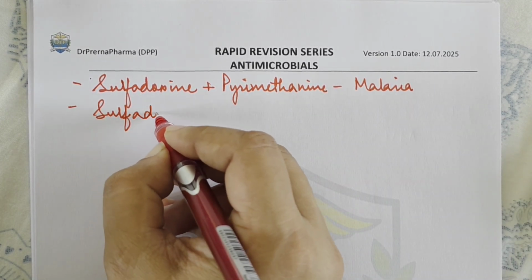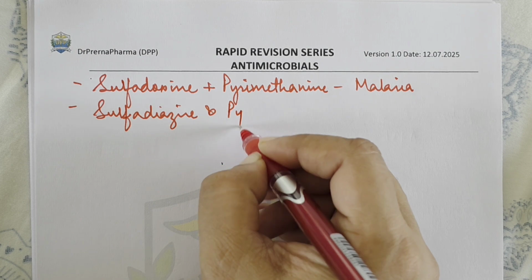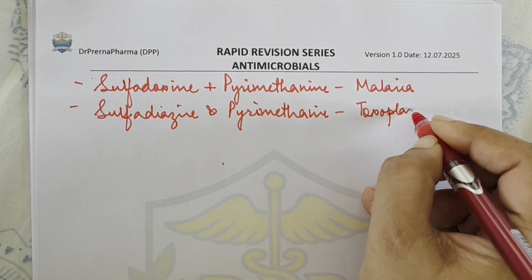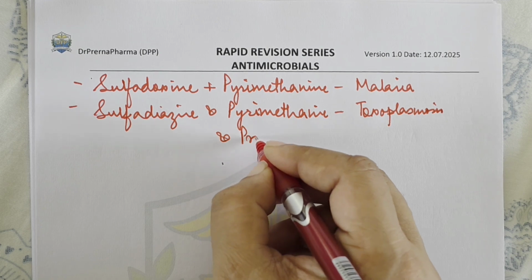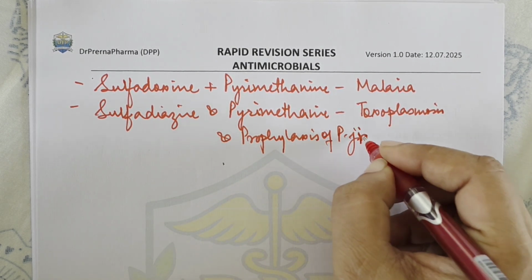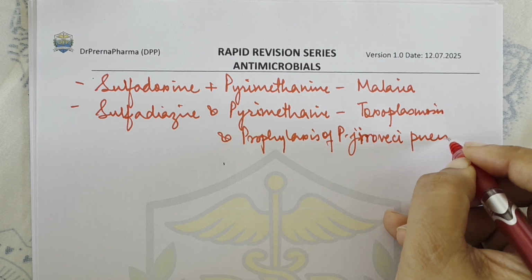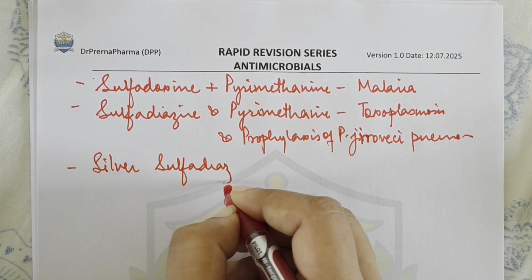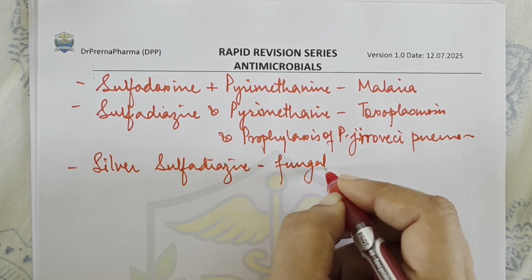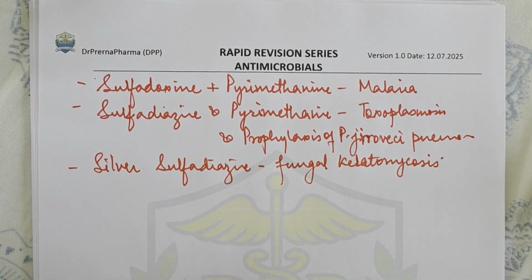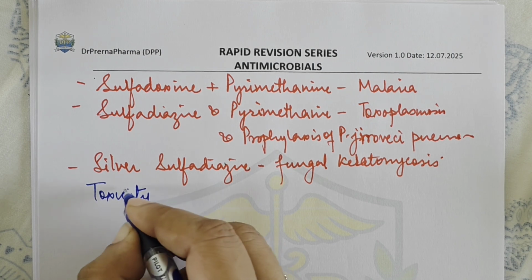Then sulfadiazine and pyrimethamine are also used for treatment of toxoplasmosis and prophylaxis of Pneumocystis jirovecii pneumonia. Then sulfadiazine is used for fungal keratomycosis. Okay, coming to the toxicity.